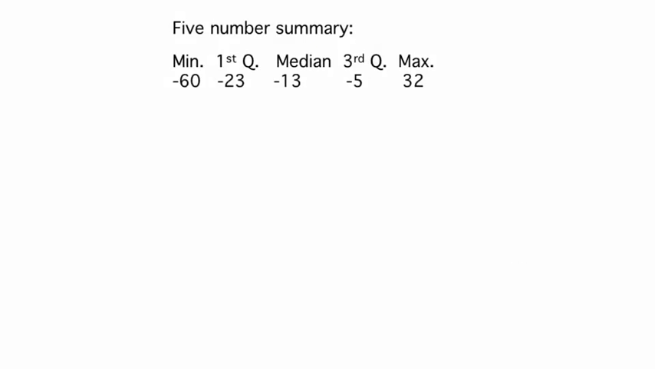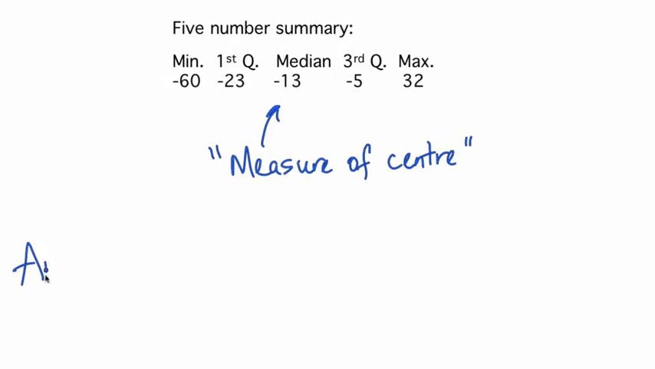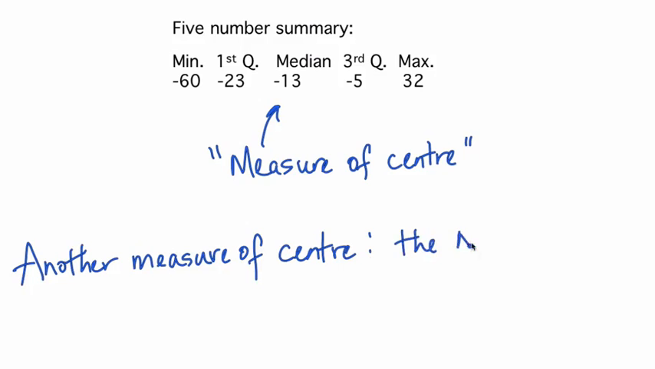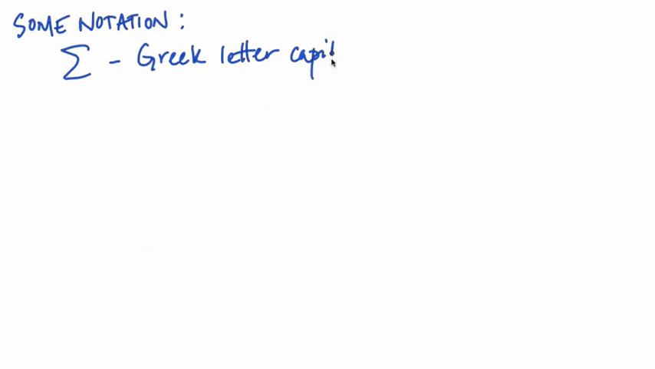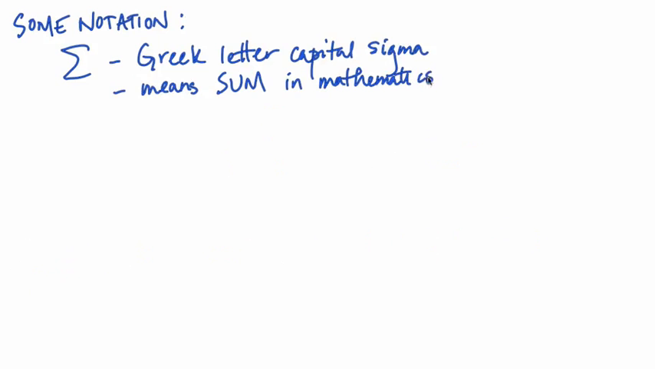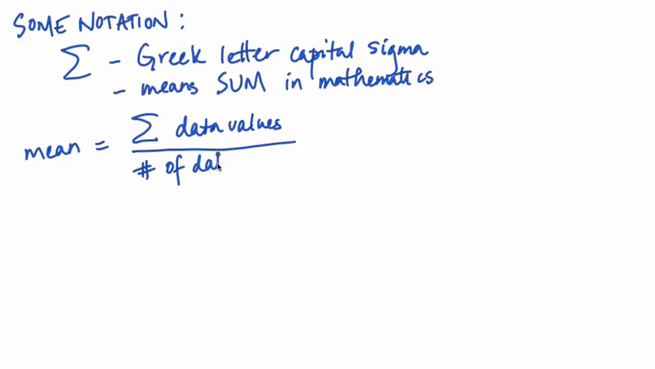Here's the 5-number summary again for our data. The median is a measure of the center of the data. Another common statistic used to capture the center of the data is the mean or average. We'll introduce a bit of mathematical notation here. The Greek letter capital sigma is used in mathematics for a sum. The mean is the sum of the data values divided by the number of data points.